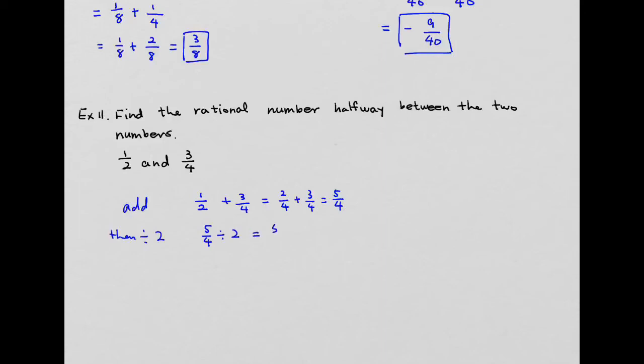This is the same as 5 over 4 divided by 2 over 1. And when we change that to multiplication, division, we always change to multiplication by flipping the second fraction. And if you cannot reduce the fraction, multiply the numerators and multiply the denominators. So half of those two fractions, 1/2 and 3/4, is going to be 5 over 8.